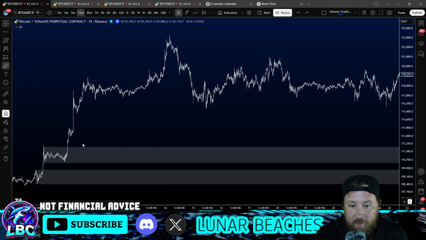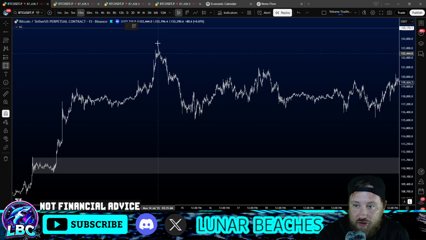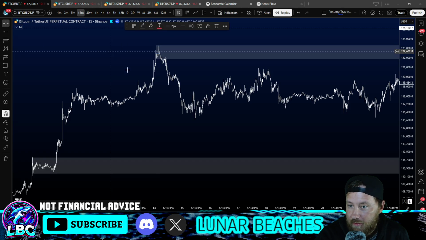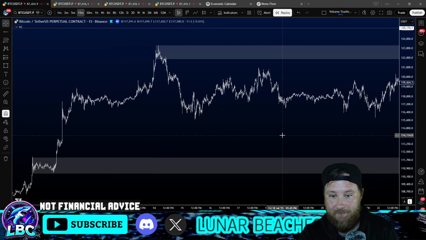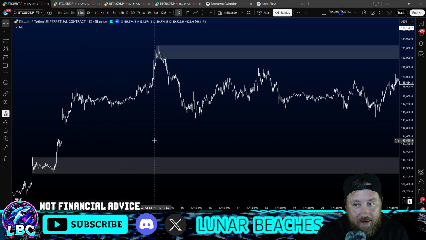So we're going to get rid of this lower level because we don't care about that one right now. Now we see an aggressive push away from this level here that also takes out these lows. So to me, I'm going to go from the last low to the last high, and this is going to be a supply zone. Now, if you're following along, you can already tell where we might have some support right here.